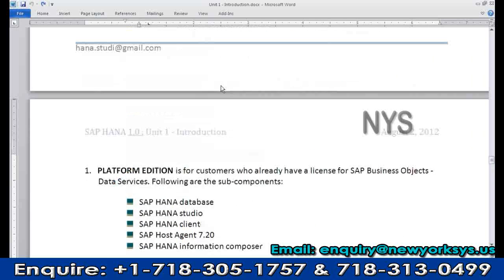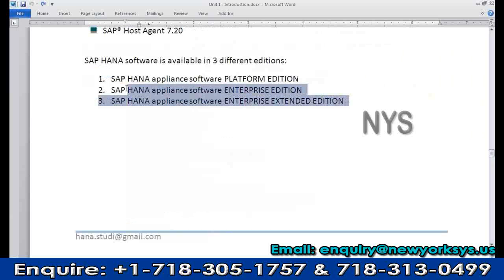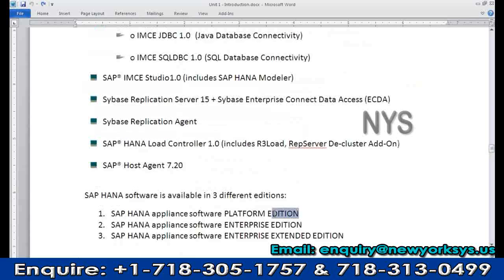Yes. So these are the three software editions. Again, this is something of a question that the customer would be asking you. If the customer comes up to you and asks which software edition is most preferable to me, the first question you will be asking is, do you have Business Objects? If he says yes, kindly verify what is the version of BODS.